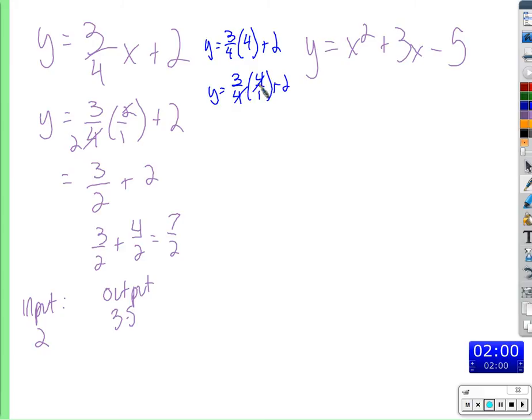This number is what? A reciprocal. Not quite. What's another number I could plug in here that would cancel this 4? Any even number. 2 is even. Okay. That didn't work out. Cool. 8 is another number.